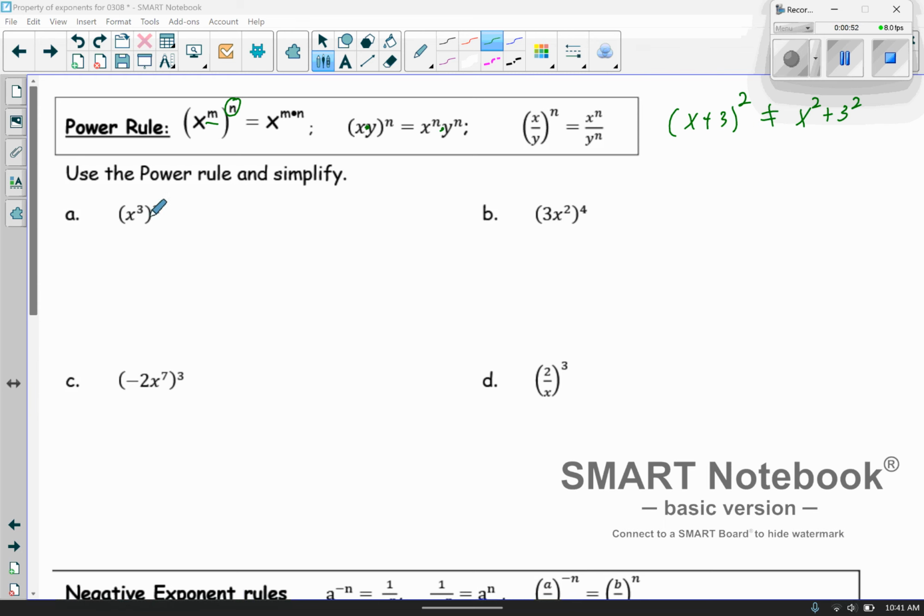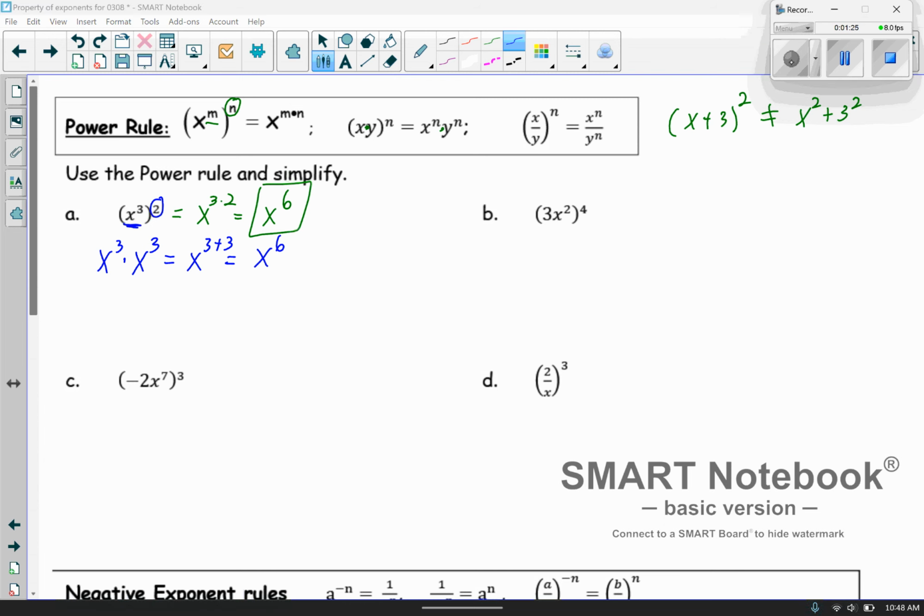So looking at this first one right here, if you follow the power rule, you're just going to multiply the 3 and the 2 together, and you get x to the power of 6. Now, if you remember, the power tells you how many times to multiply that base together. So another way of looking at this square is telling you to do x to the power of 3 times x to the power of 3. And if you remember from the product rule, you add the powers in that case. So you would have 3 plus 3, and you would still get x to the power of 6.